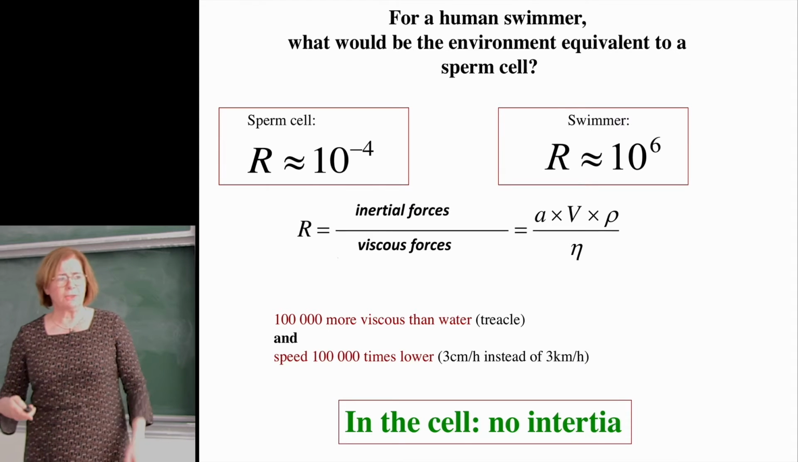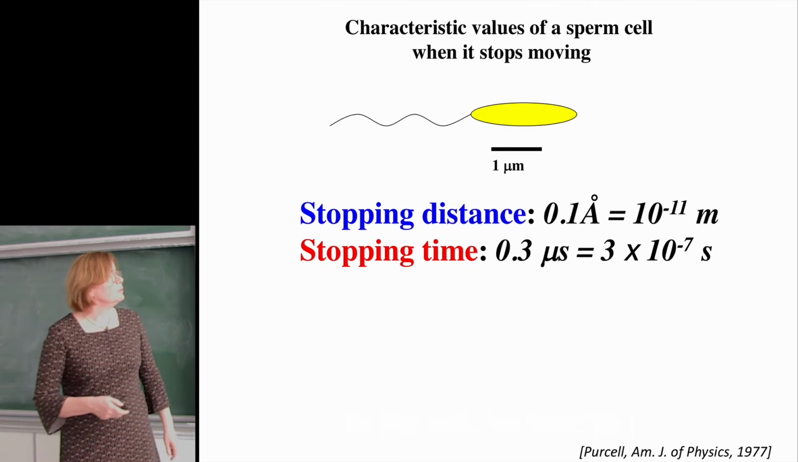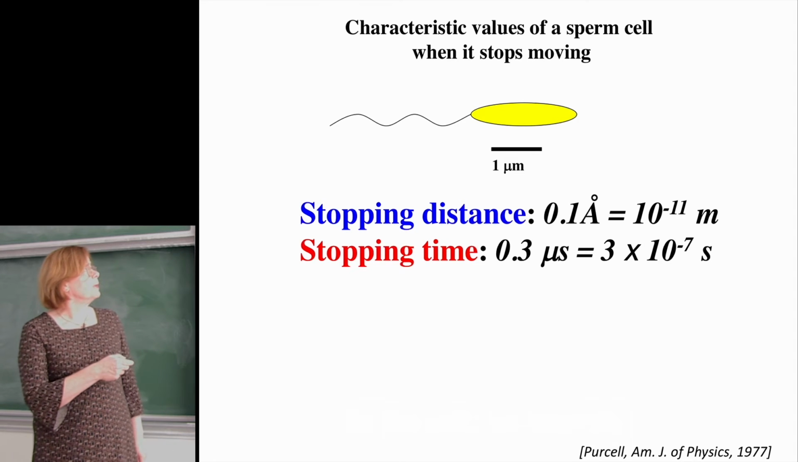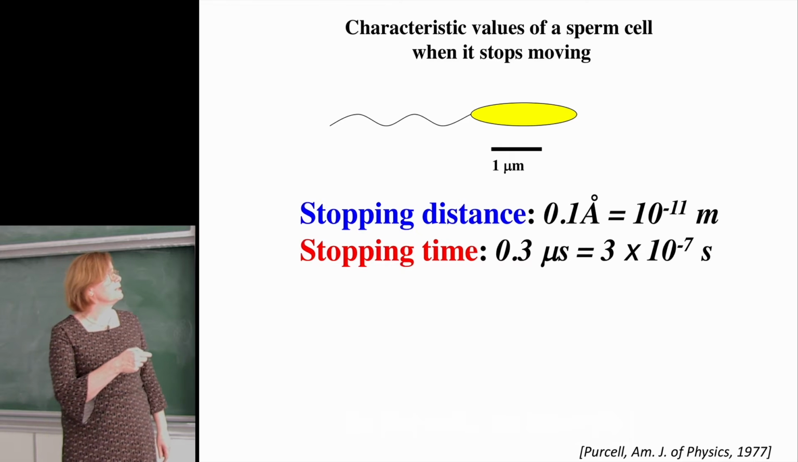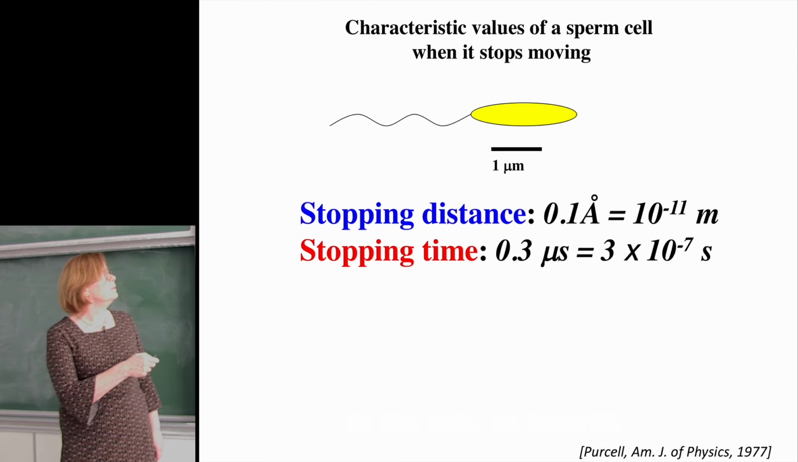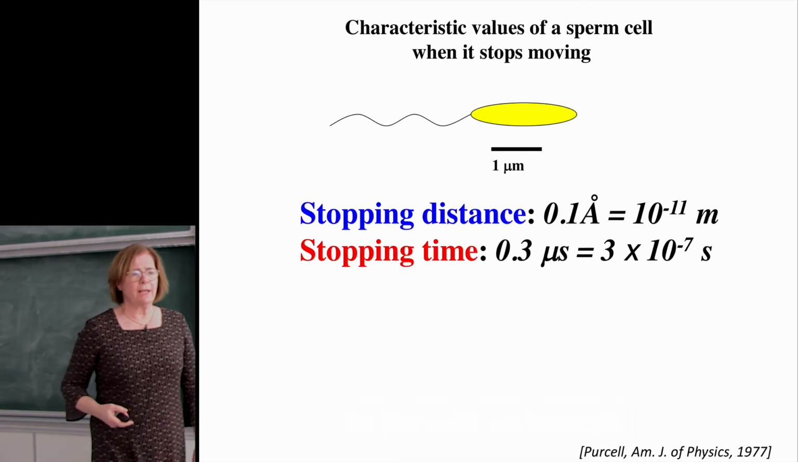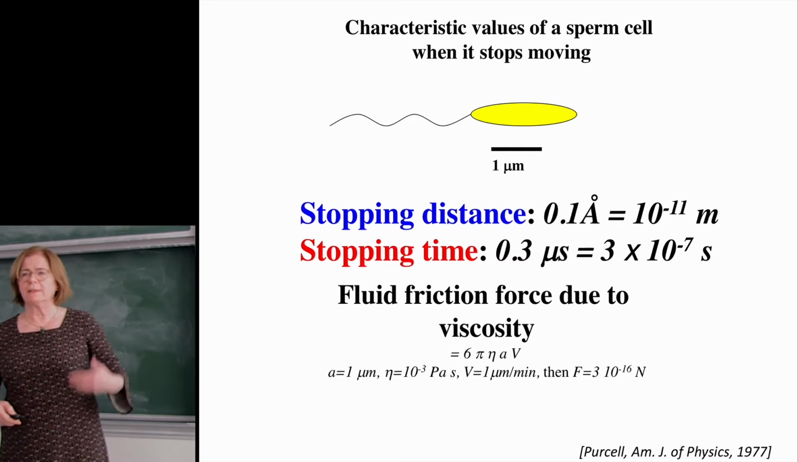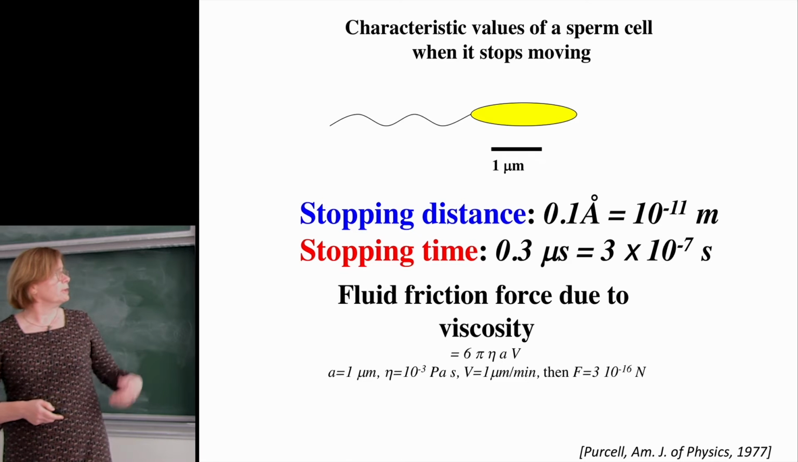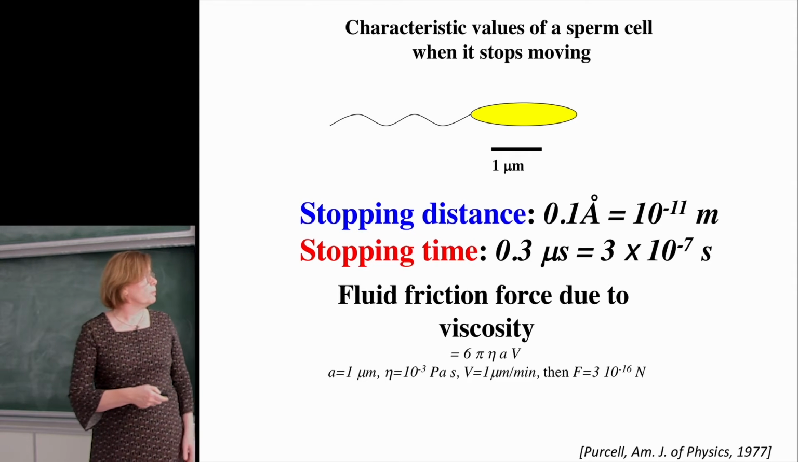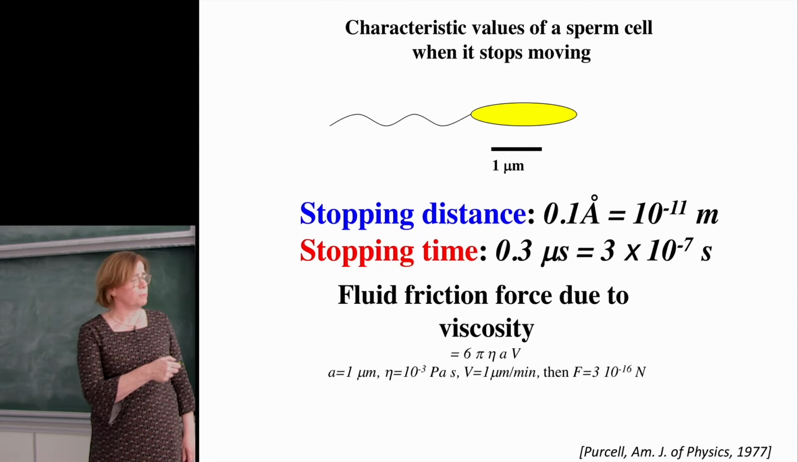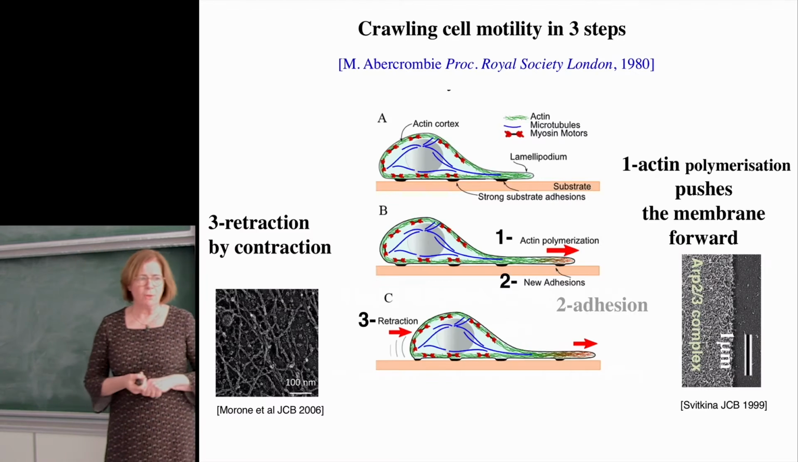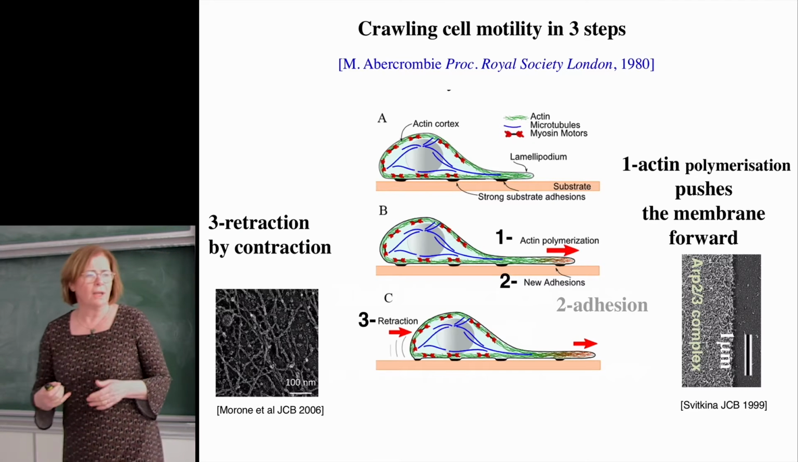So in the cell, the message is no inertia. Just to insist on that, the stopping distance of a bacterium is 1/10 of an angstrom, whereas the stopping time is less than a microsecond. Again, the only force encountered by the system is the viscous force, proportional to the velocity and the size of the object.